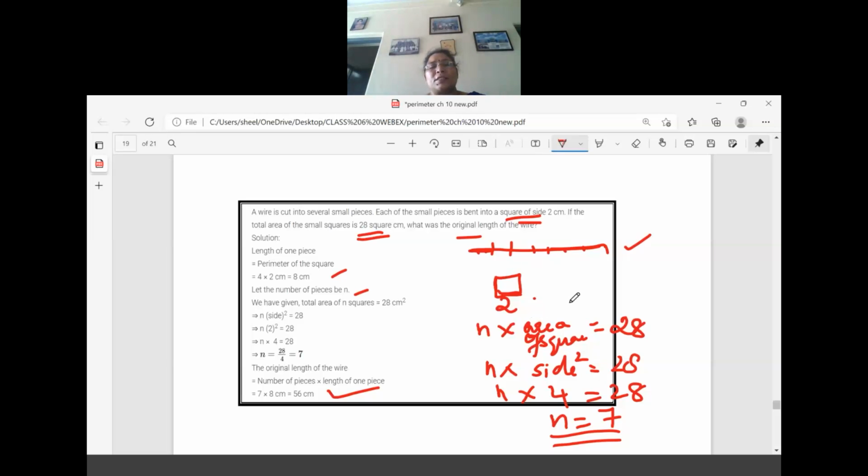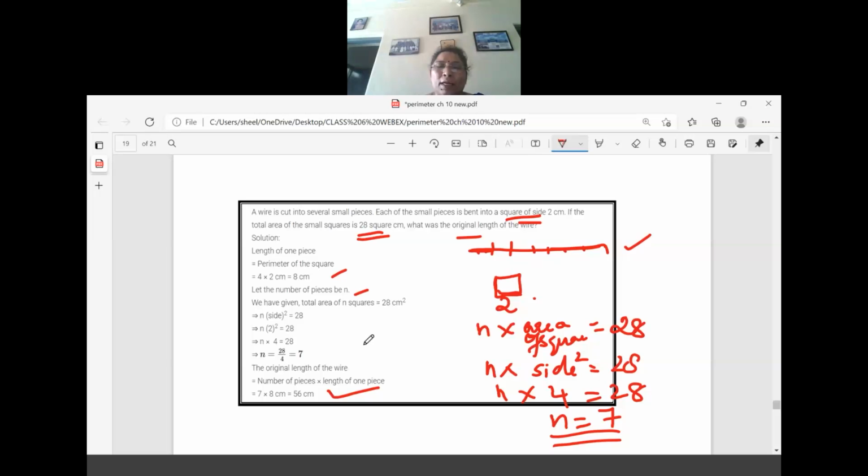Now the number of pieces is equal to n only. What is the total number of pieces? n. So we have the total area of the n squares equal to 28 centimeter square only. Now the total area of the squares is equal to 28. How did we get it? It is given in the question only.